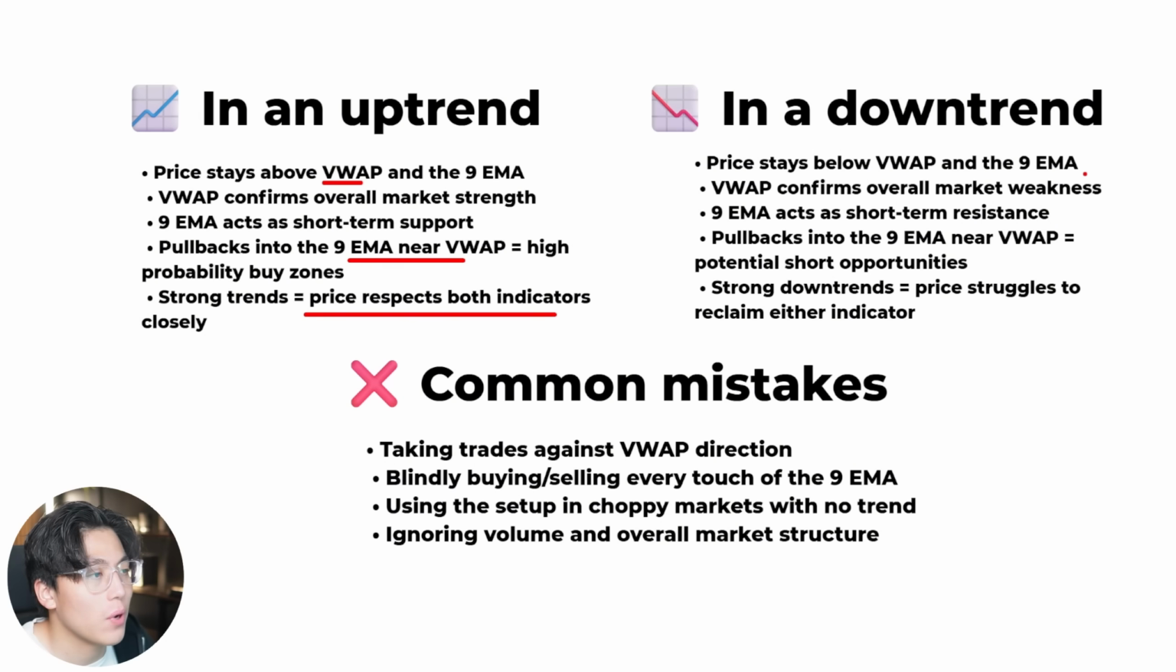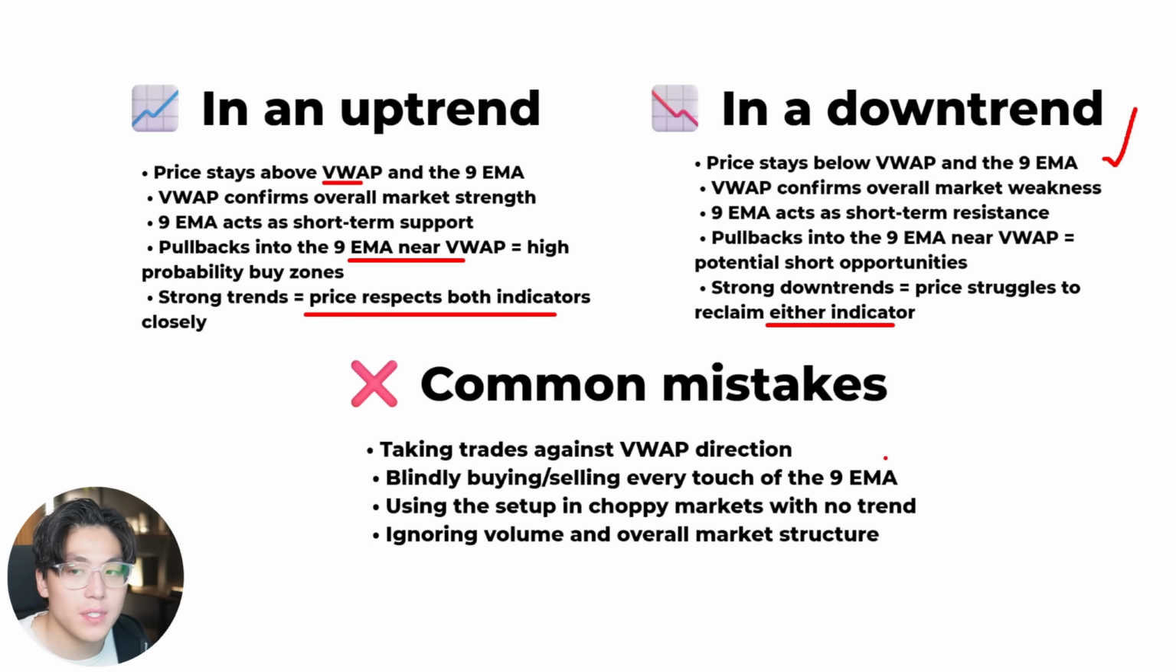In a downtrend, price stays below VWAP and the 9 EMA. VWAP confirms overall weakness. 9 EMA acts as short-term resistance, and pullbacks into those key indicators are going to be potential shorting opportunities. And in a strong downtrend, price struggles to reclaim either level.